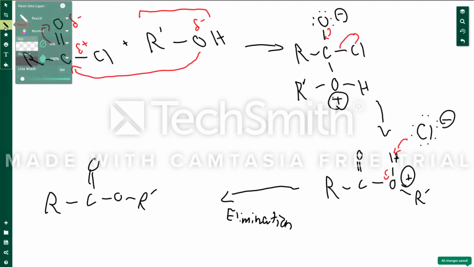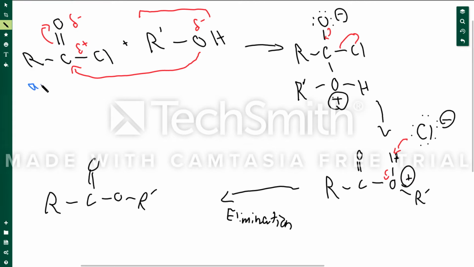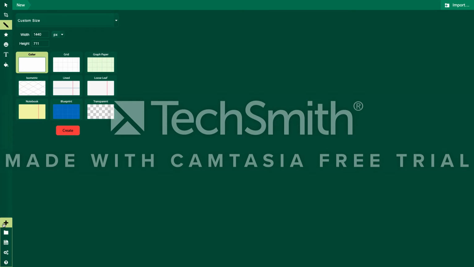Now remember this is, let me do this. Halide. This looks suspiciously like a carboxylic acid. And so this is a great way for you to go from an acid halide and anhydride, we'll do that in a second, to a carboxylic acid. So if you're doing a retrosynthesis problem, you can absolutely use this method to create a carboxylic acid.